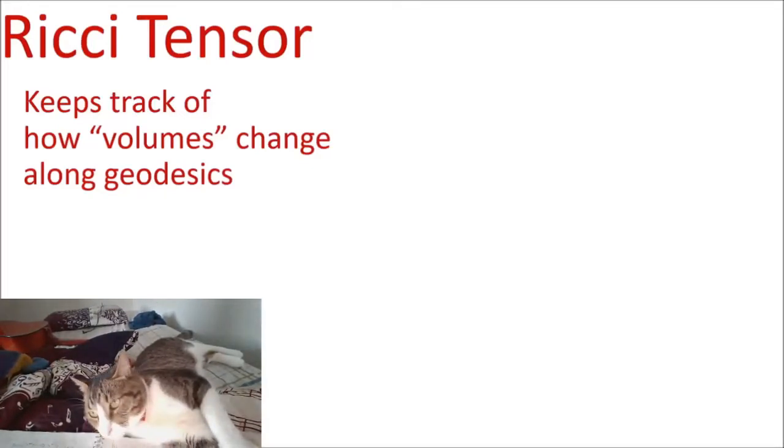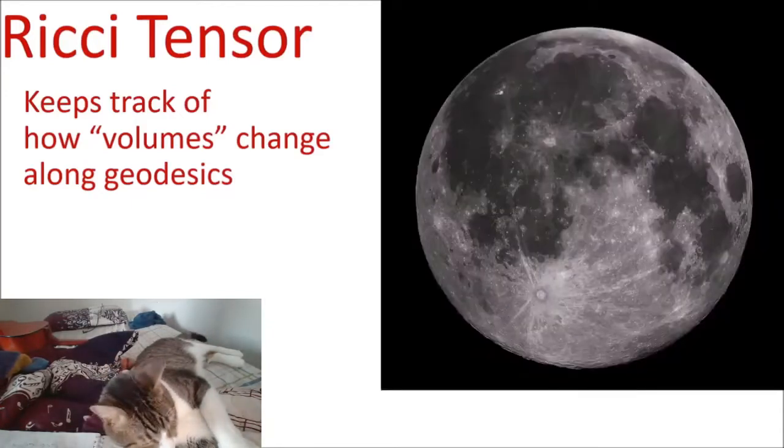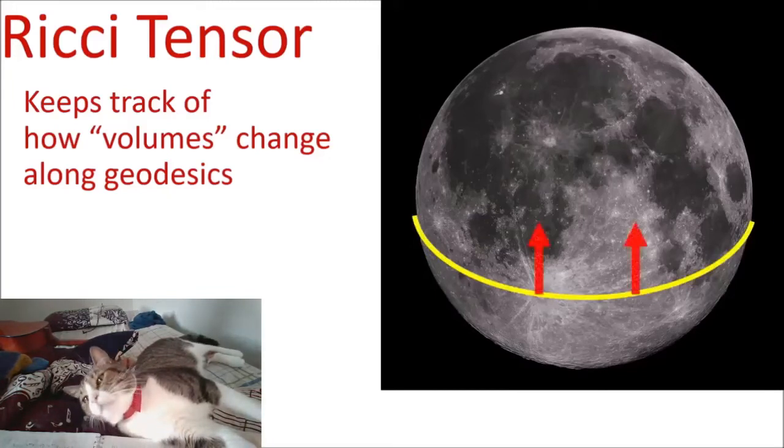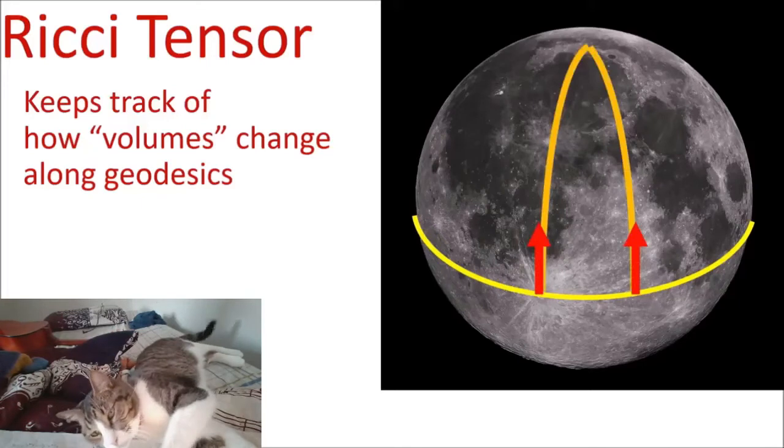So let's take a look at an example of this on a 2D surface, the 2D surface of the moon. Let's say that we have two people standing on the moon's equator facing north, and both of them are going to walk straight forward along geodesics that point north. Because of the curvature of the moon's surface, these two people will naturally get closer and closer together until they meet each other at the North Pole.